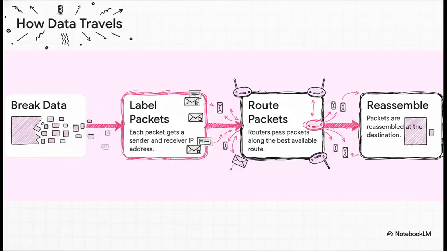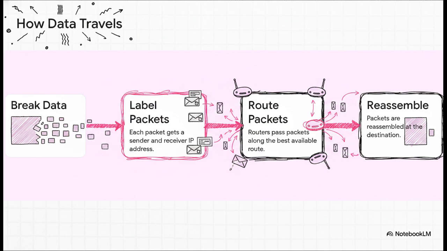Let's look at the journey. When you send a message, it's instantly broken into those tiny packets. Each packet gets stuffed into a digital envelope, labeled with both the sender and receiver IP addresses. Then they're passed along through routers, which are basically our digital post offices. These routers sort and send them down the fastest available routes.